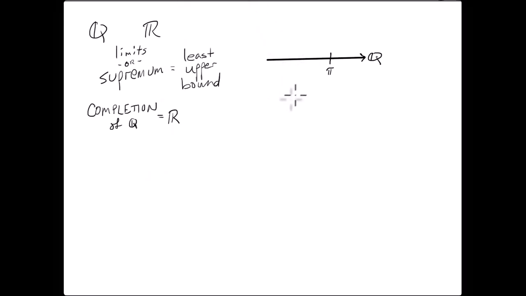So let me grab a bunch of points here. I'm going to call this the set S. So S is the set of rational numbers such that they're all less than or equal to 3. Sweet. So 3 is an upper bound for S.